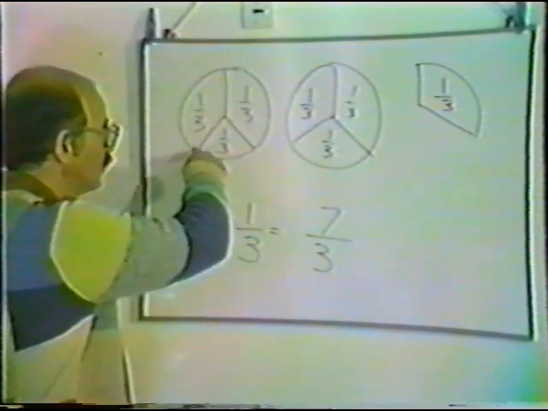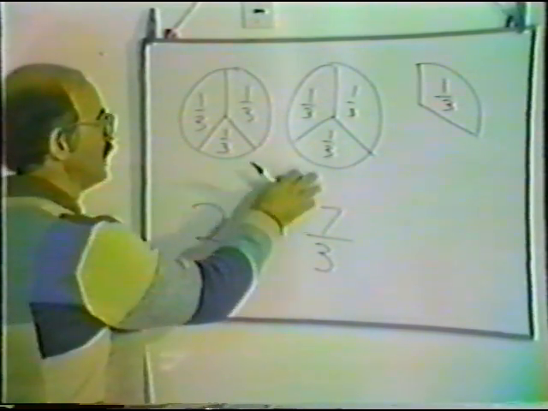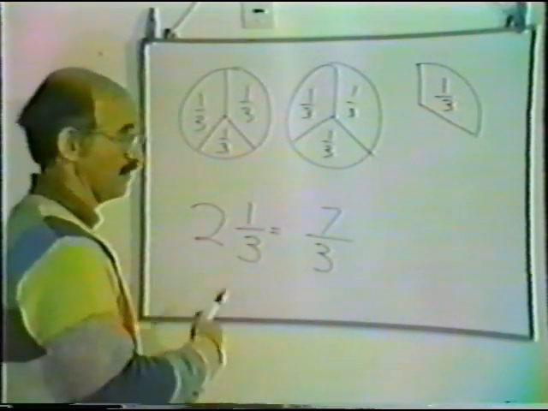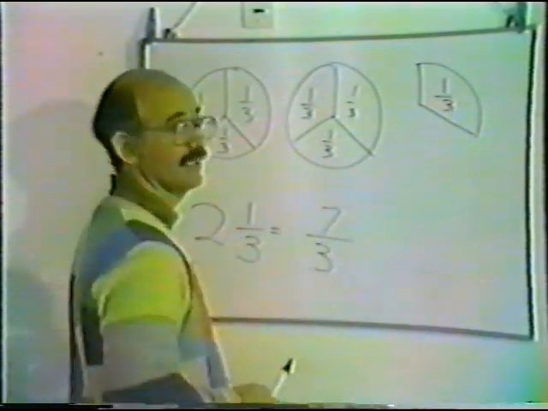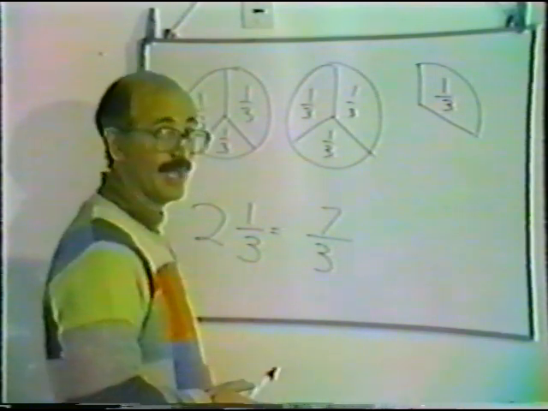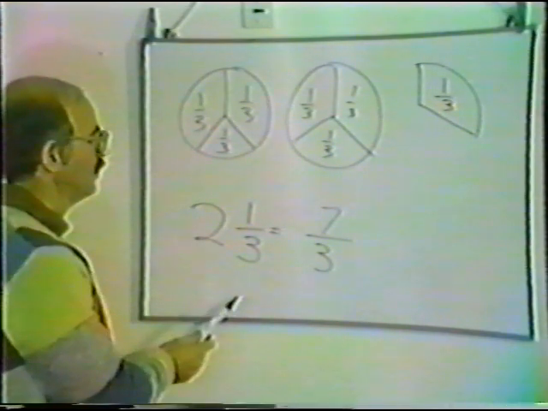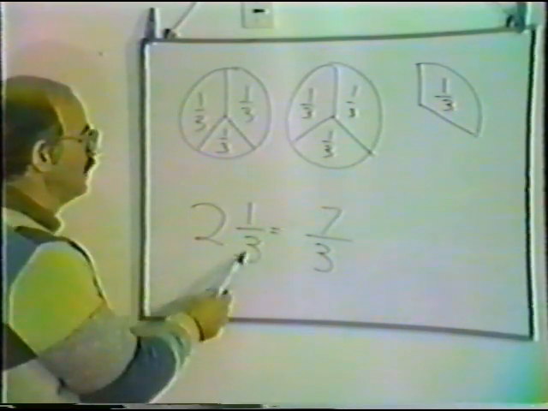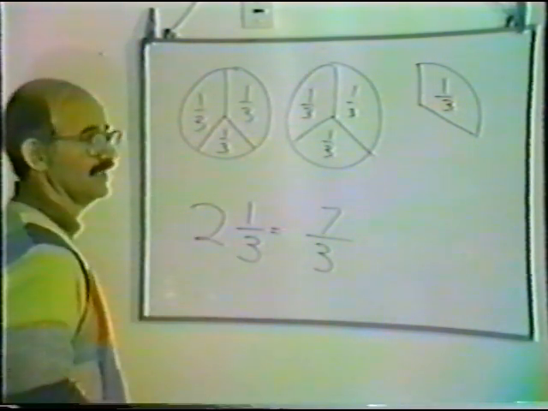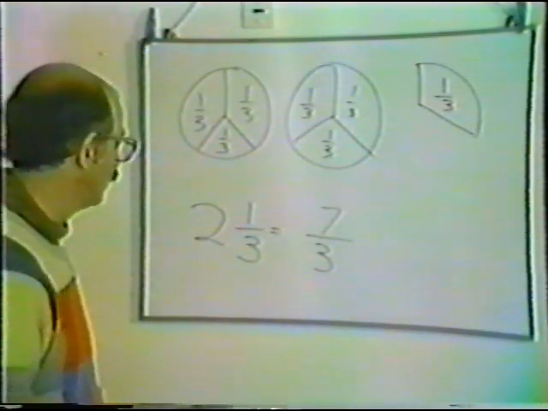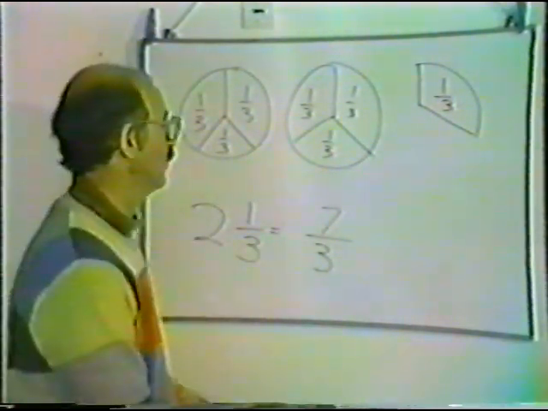We have 2 pies, each of which has 3. 3 taken 2 times. 3 times 2 is 6, plus the 1 is 7. And that's exactly the way we do it when we don't have a diagram. We just look at the mixed number and we say 3 times 2 is 6, plus 1 is 7. So 2 and 1/3 is the same thing as 7/3.